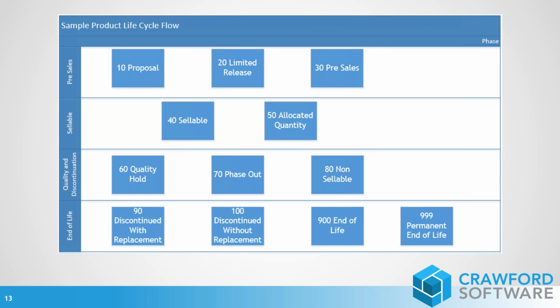Phase out, non-sellable, again, just terms, and you control behind the scenes what you want it to do. We have two discontinueds in this sampling because one is with a replacement, one is without replacement. 90 with replacement, something you might have the complementary products pop up, give the customer service person a note that says, hey, this is on a discontinuation, but then they go ahead and they look at the replacements and they can make a suggestion to the customer.